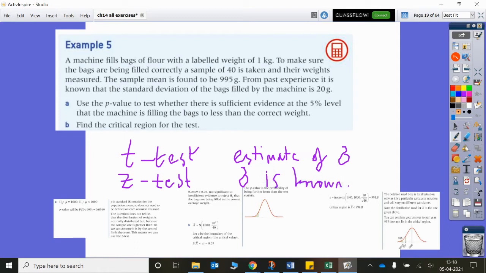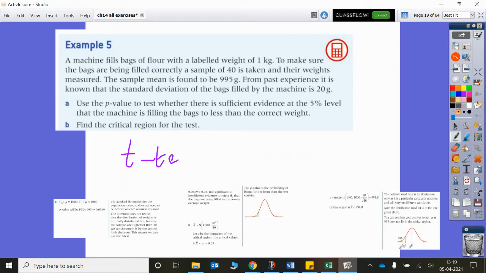Now, T tests are more realistic because generally you don't know what your standard deviation is from before, and we don't know that based on this sample either. So Z tests are slightly more unrealistic, but in this question they're trying to keep it slightly simpler, and that's why they're telling us that the standard deviation is known. So therefore we're going to use the Z test.